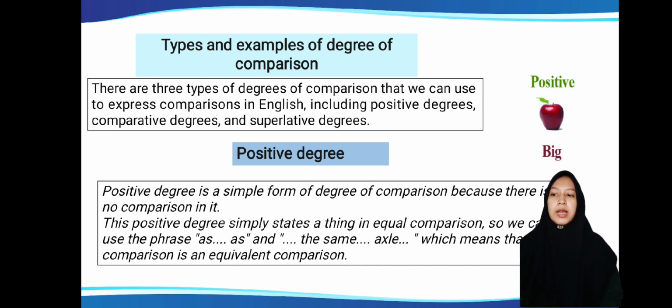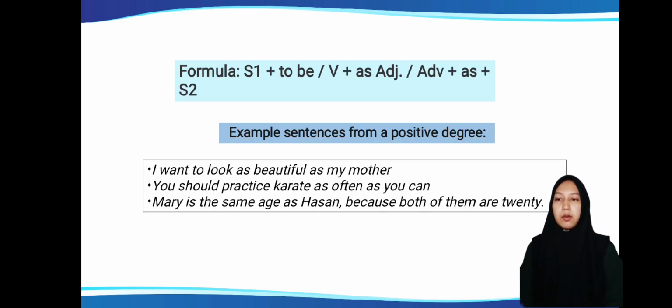So, we can use the phrases as ... as, and the same ... as, exactly, which means that the comparison is an equivalent comparison. The picture: an apple, positive is big. Formula: subject 1 plus to be or verb plus adjective or adverb plus as plus subject 2.